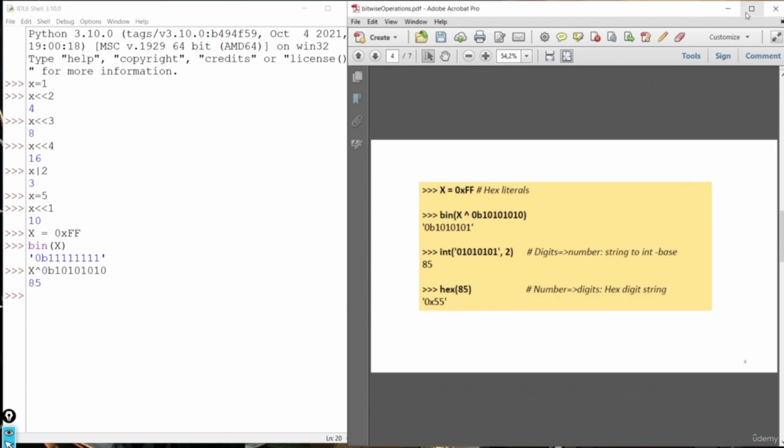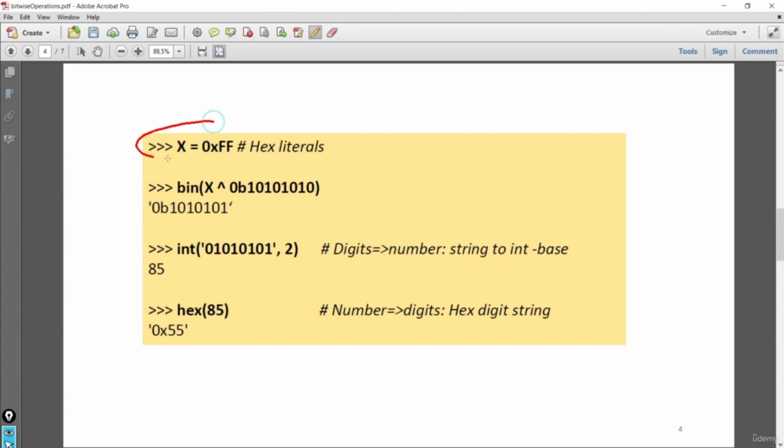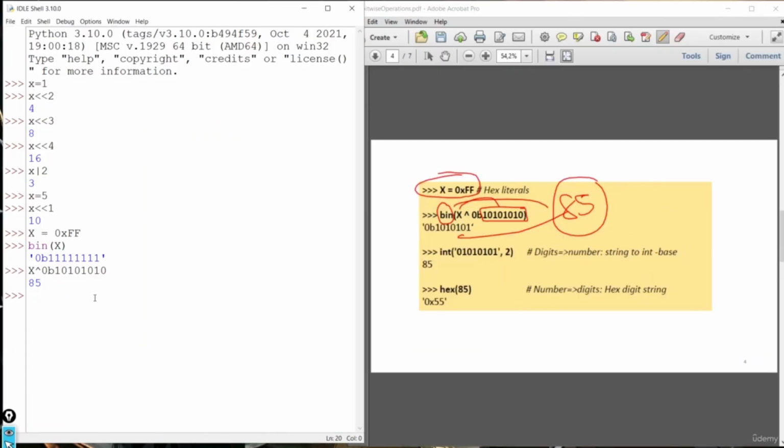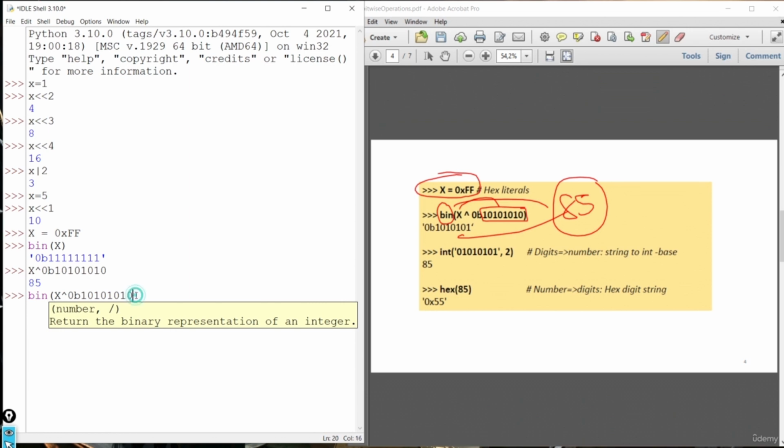Okay, consider the next slide. Again, we are considering the same number. Here, exclusive OR of x and binary number 1 0 1 0 1 0 1 0 is taken. The result was, remember, 85. We can convert 85 to binary, writing bin in front of the number. So let's try it. If we write bin here, we will get the binary equivalent of the result. Okay, this is the binary equivalent of 85.